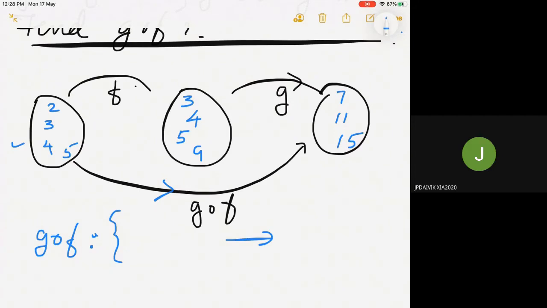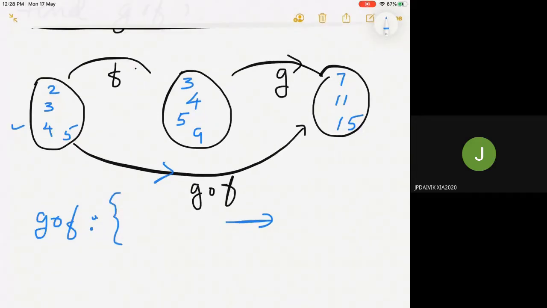Benny, can you give me the answer? What is the domain of g dot f?